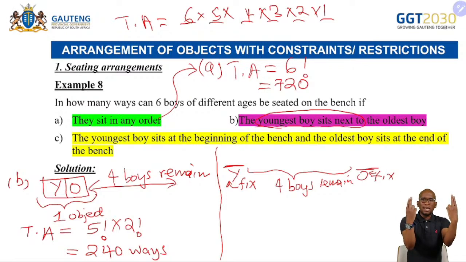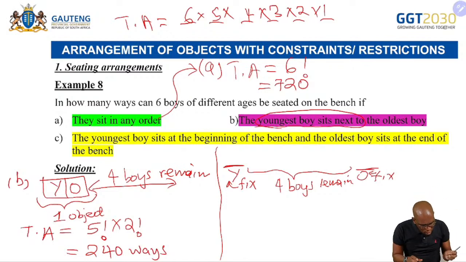So the only thing that you can move are the boys remaining. Those that are remaining are the only ones that can be arranged. So how many options do we have for the oldest? For the youngest, it's 1 option. And then for the oldest, it's also 1 option because there's 1 oldest boy and there's 1 youngest boy.